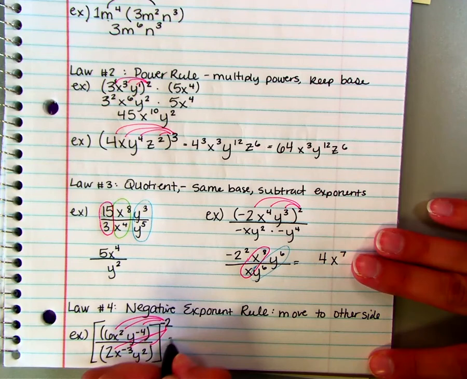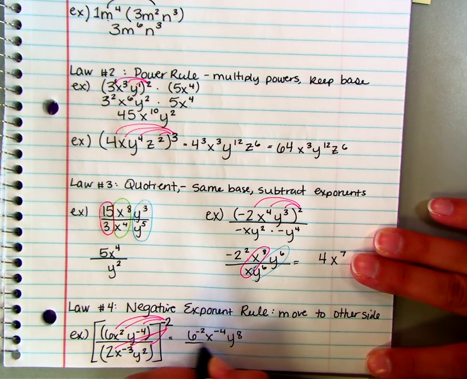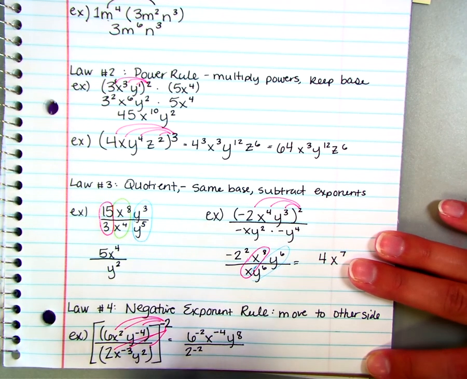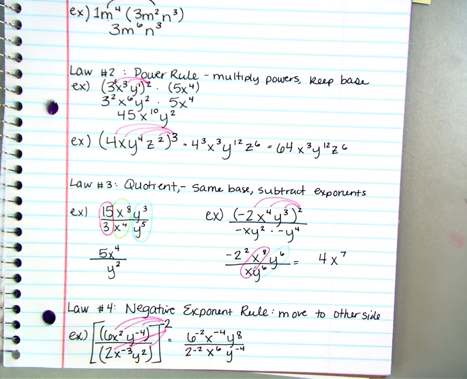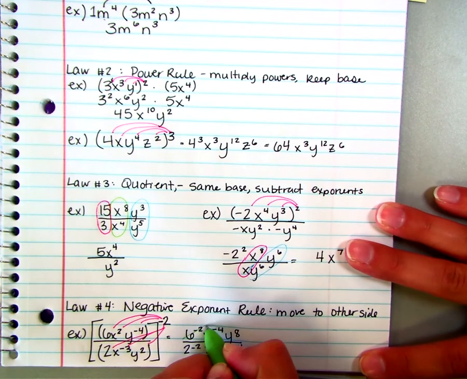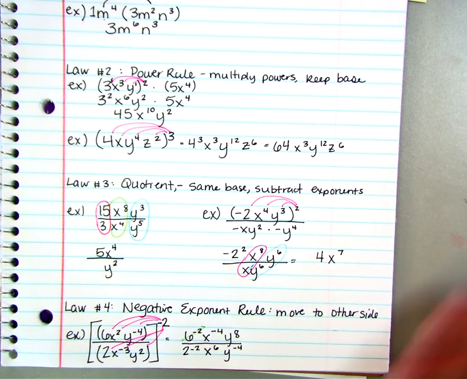And so we've got 6 to the negative 2, x to the negative 4, y to the positive 8, all over 2 to the negative 2, x to the positive 6, and y to the negative 4. So we've got a couple of negative exponents in there. I think it's easier if we keep simplifying as we go. So before we do that, I know that 6 to the negative 2, well, no, we're not going to do that yet. Sorry, got too excited.